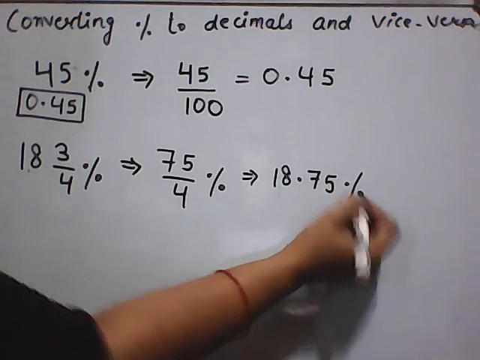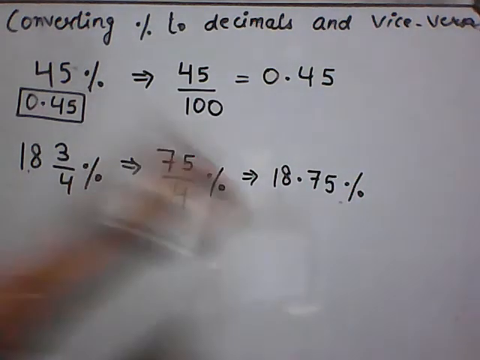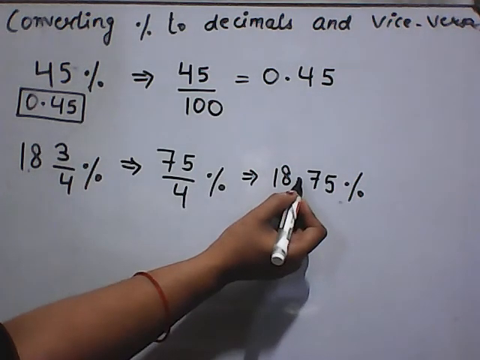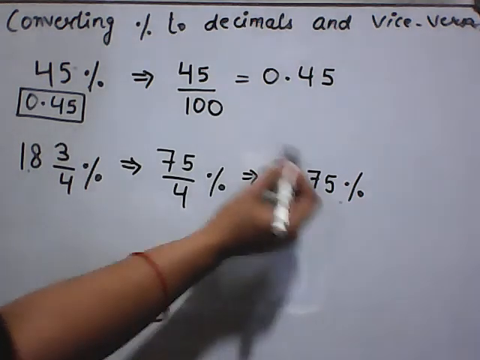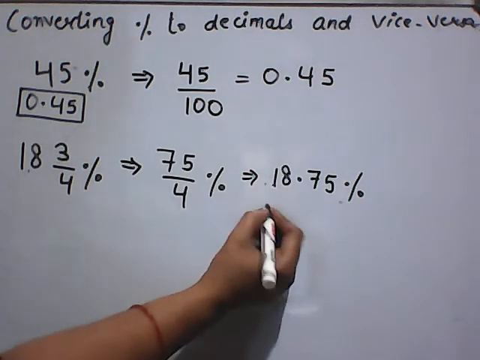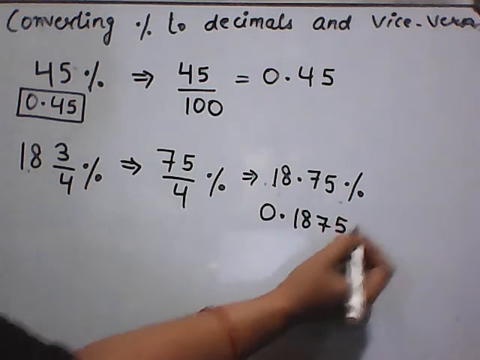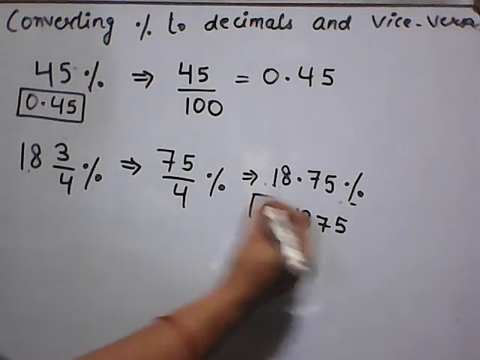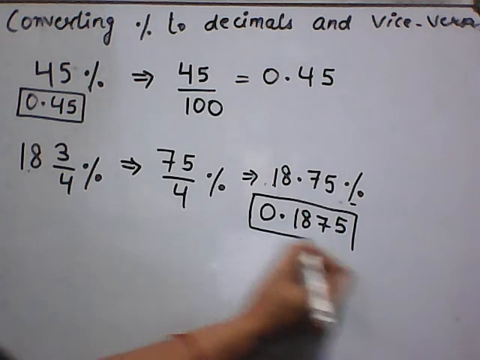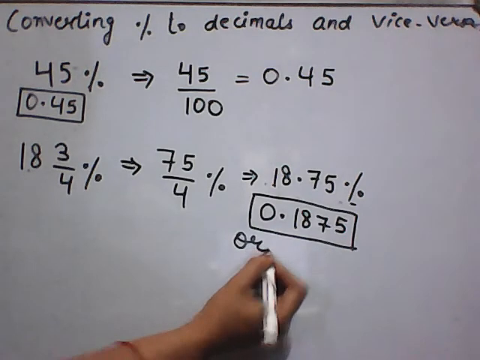There are two ways. In the shortcut way, just place the decimal point 2 places to the left: 1, 2. It is 0.1875, and remove the percentage symbol. So it is the decimal form. Or you can do it in this way.